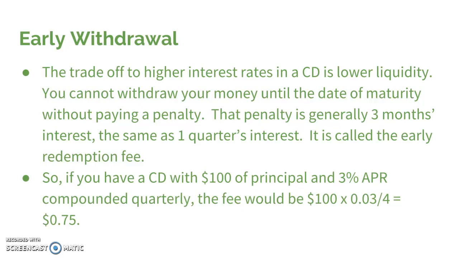So here's an example. If we had a CD with $100 of principal and 3% APR compounded quarterly, the fee using the simple interest formula, 100 times 0.03 divided by 4 times 1, since it's one period of interest, would be 75 cents. So I would have to pay 75 cents to withdraw my money early.